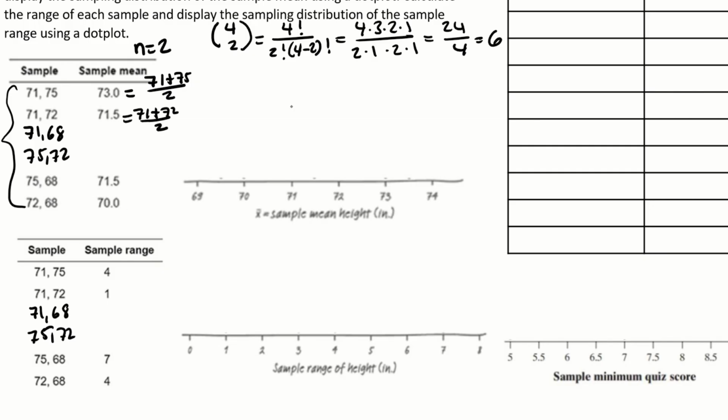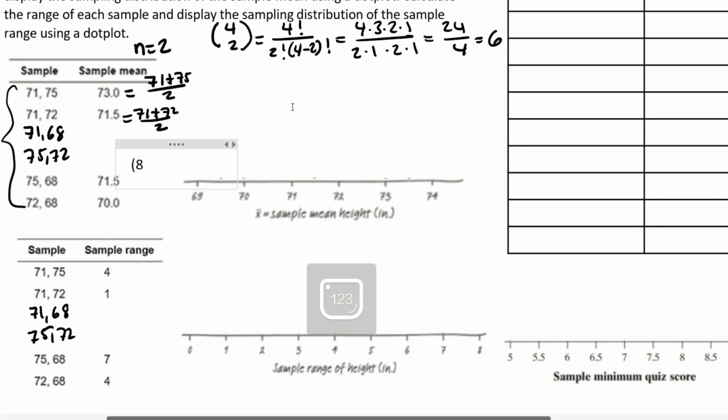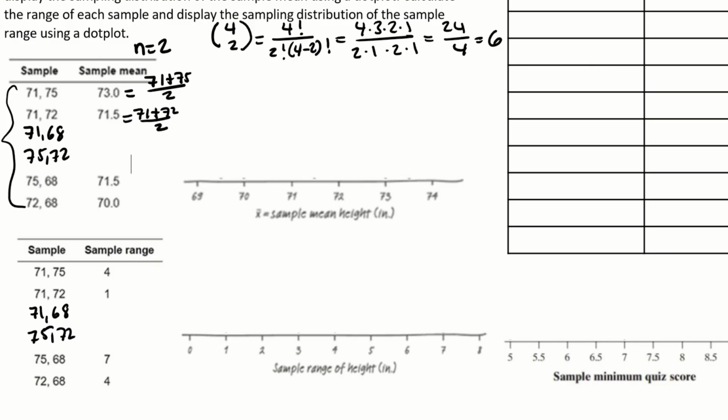All right, and then we're going to do the same thing here, right? We're going to do 71 plus 68 divided by 2. So let's see, 71 and 69.5. Okay, so that's good. And then again, do the same thing, 75 plus 72 divided by 2, so that's 73.5.